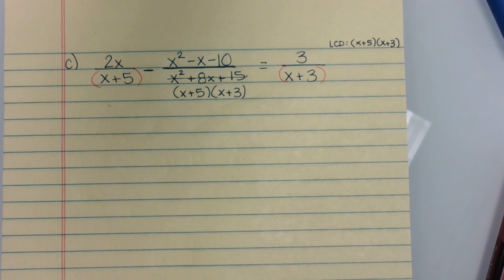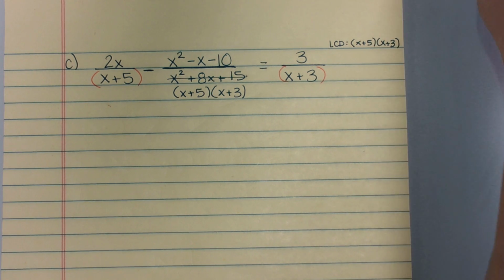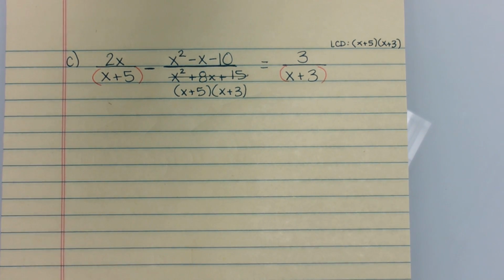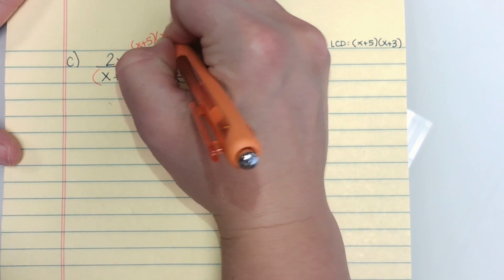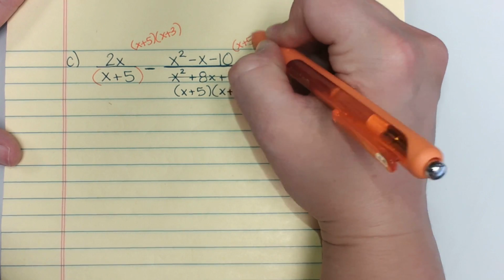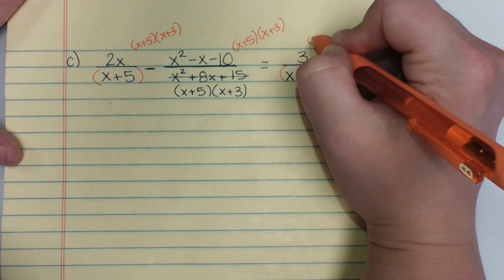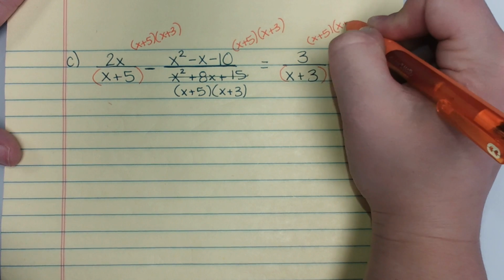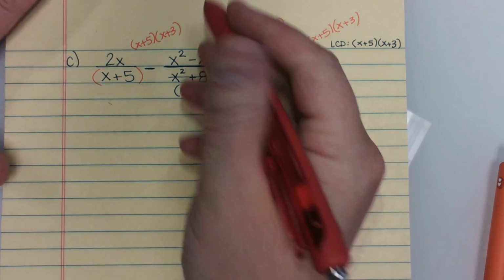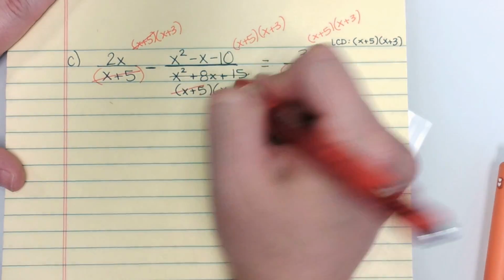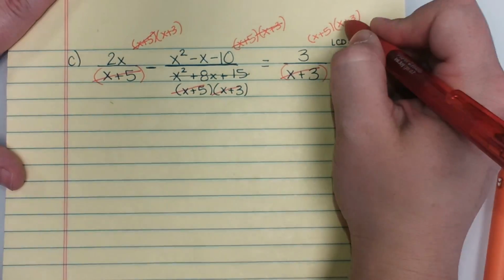What do I do next with that? Multiply each of the fractions by that LCD. The purpose being we can now cross simplify. x plus 5s are gone. x plus 5 and x plus 3 on the middle one are both gone. x plus 3 on the last one is gone.